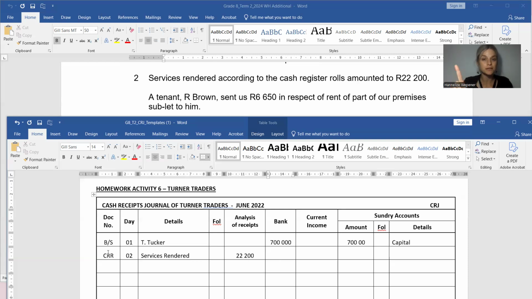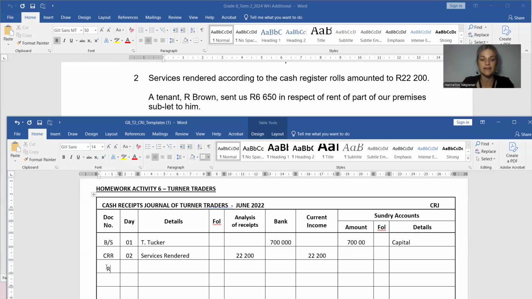I am going to put it in the bank soon, but not just yet, because I have 2 receipts on the same day, and both of those receipts were cash at my business premises. The reason why I received this money is because of services rendered, therefore current income.